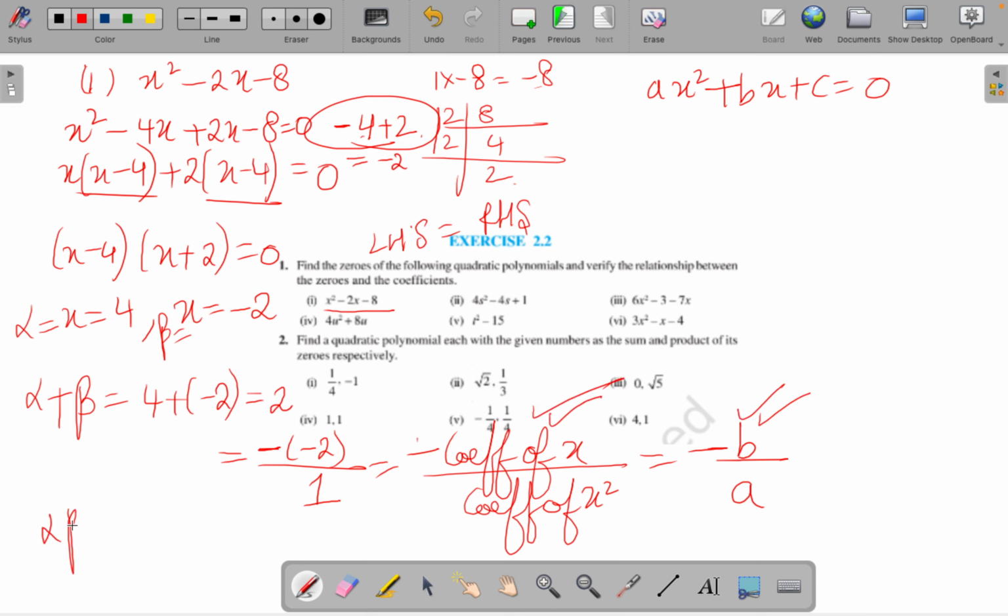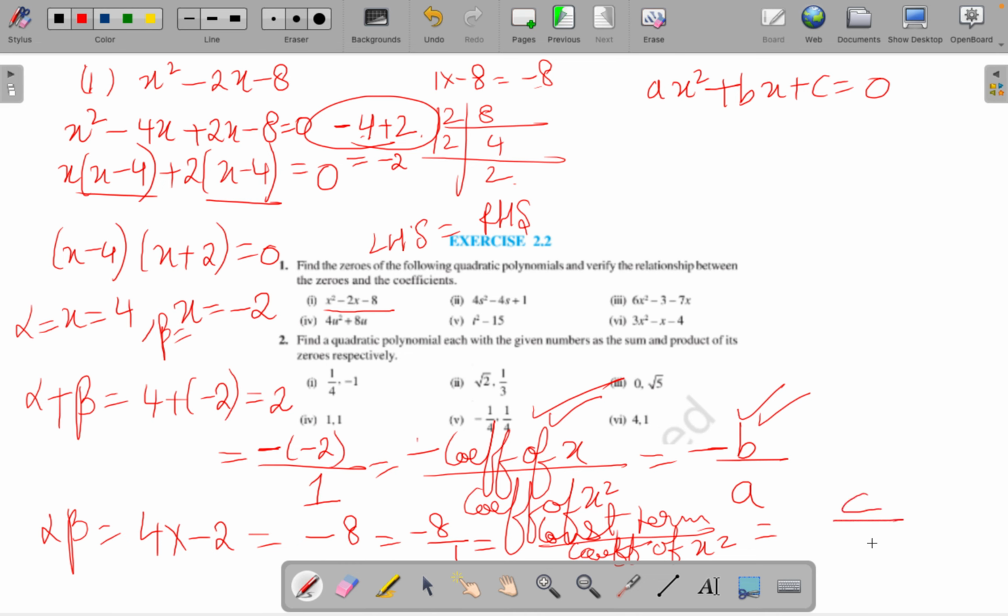Let's find out alpha into beta. It is 4 into -2, that is -8. So how can you write -8? It is -8/1, that is constant term upon, again, coefficient of x², or you can also write it as c/a, the way you wish.